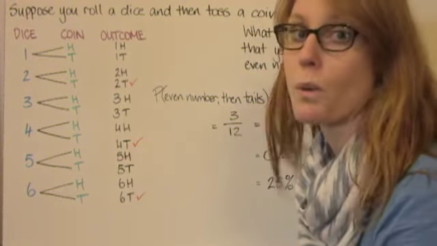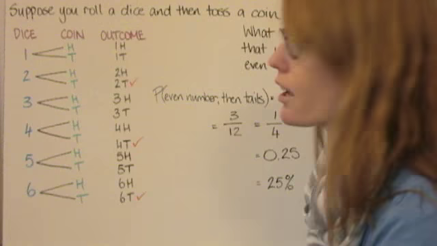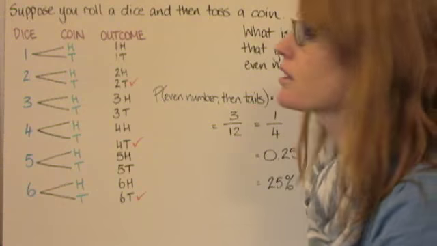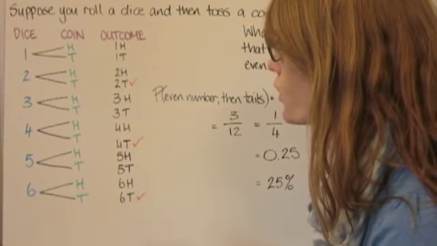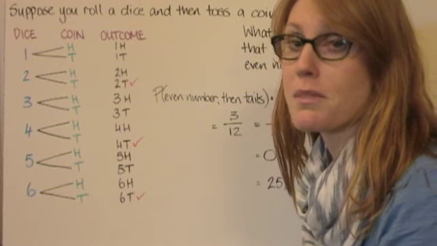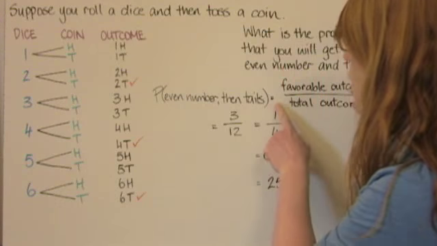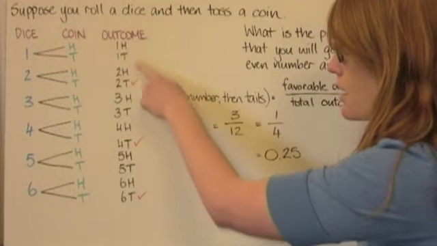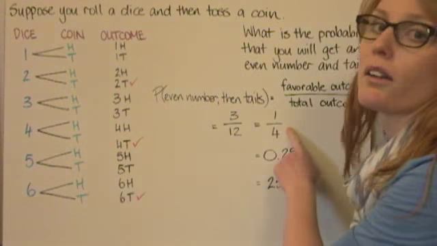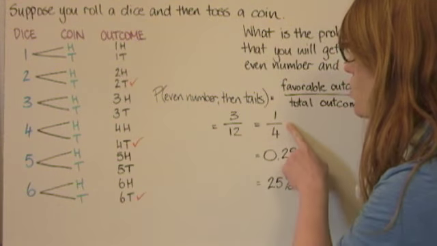So all in all, there are 12 possible outcomes, but there are only 3 favorable outcomes because we are looking at the probability of an even number and then tails. So 2 and tails, 4 and tails, and 6 and tails are the favorable outcomes for the event even number then tails. So there are 3 favorable outcomes and 12 possible outcomes, which can be simplified to 1/4. So the probability of an even number and then tails is 1/4.